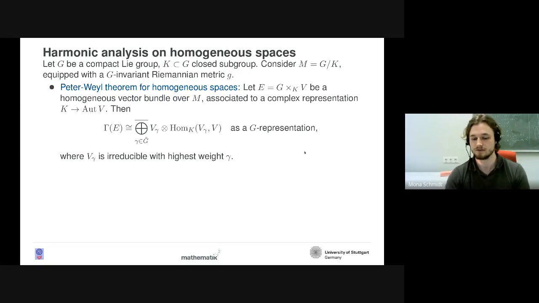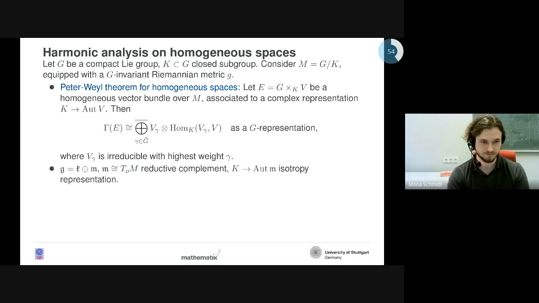So as an example, say we take the reductive complement. So okay, first say g is the Lie algebra of G, k is the Lie algebra of K. We take the orthogonal complement with respect to g or some other reductive complement, it doesn't matter. Then we can identify this with a tangent space of M at some base point. In fact, this is a representation of K, namely the isotropy representation.